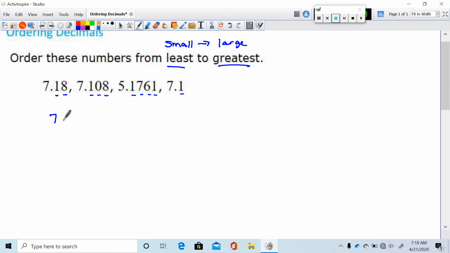So the first one only has 2 numbers. So I have to add 2 zeros. You just add zeros on the end. I want them to have 4 for this particular problem because the one with the most number of decimals had 4. 5.1761, that one already had 4, and 7.1123. Okay, we want the smallest number.